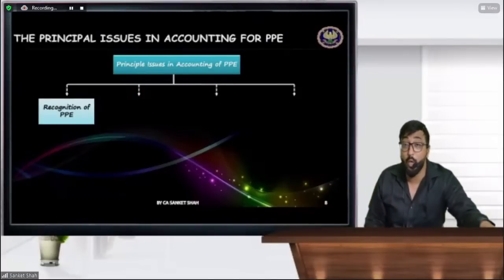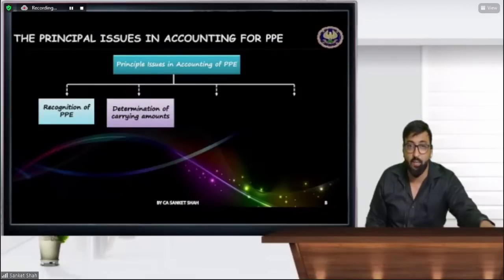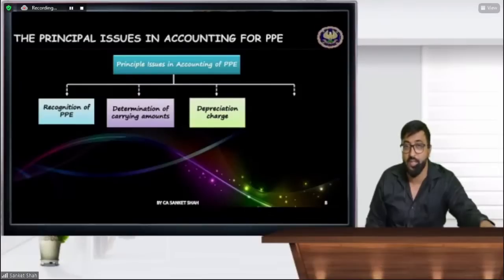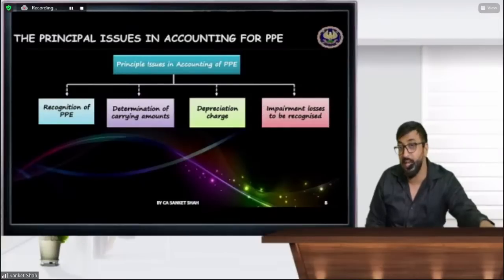Then only you will record it as property, plant and equipment. Otherwise you will record it as expenses. Okay, it's very simple. Then what is the measurement? So what is the measurement, beta? Determination of the carrying amount. So determination of carrying amount, we are going to measure it. Third one is depreciation. How to record depreciation, that is also covered in Accounting Standard 10 only, not in Accounting Standard 6. And last but not least, the impairment losses.